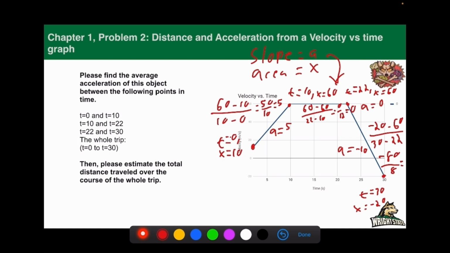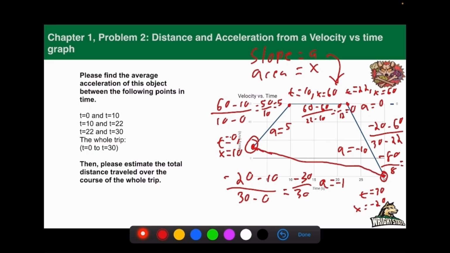Okay, and then lastly, we want to find the acceleration between the very beginning and the very end. That is going to be final minus initial, negative 20 minus 10 over 30 minus 0. That is going to be negative 30 over 30. My average acceleration is going to be negative 1 for the whole thing. And that makes sense. We have a less steep line between this spot and this spot, but it is negative, just like last time. Okay, cool. So now we found all of our slopes for acceleration. That's great.